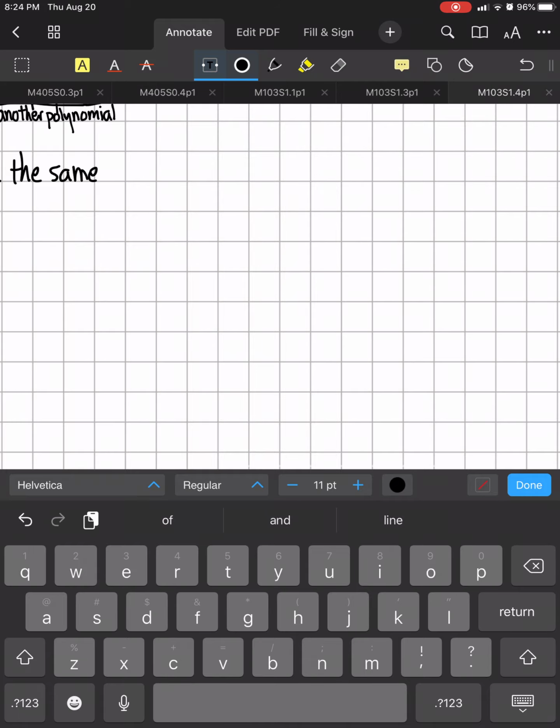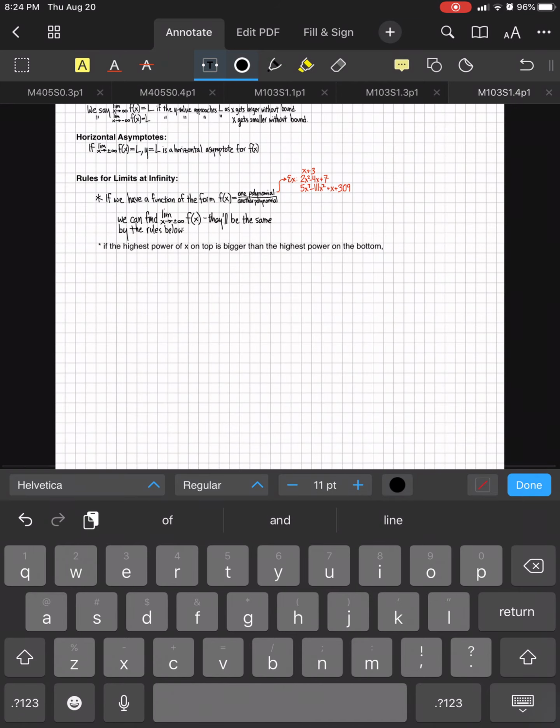well, pause it for a second and think about what you would expect to happen if the highest power on top is bigger than the highest power on the bottom. How would you expect those values to compare to one another? And what would you expect to happen as you plug in bigger and bigger numbers? Well, what we find is if the highest power on top is bigger than the highest power on the bottom, these values keep increasing, so we say there is no limit.